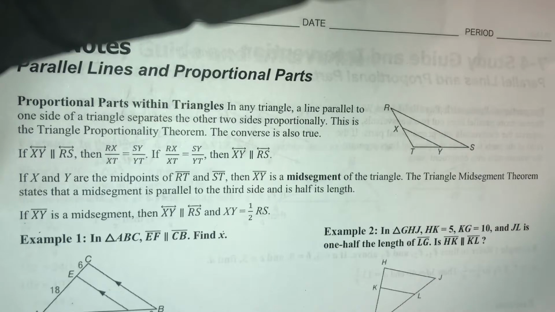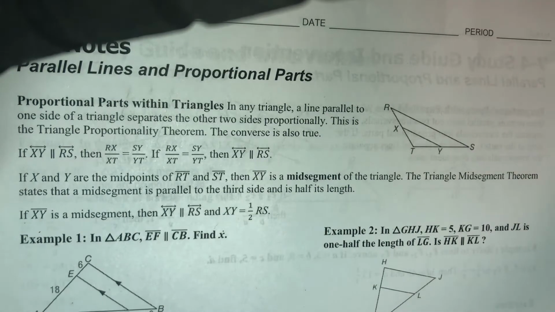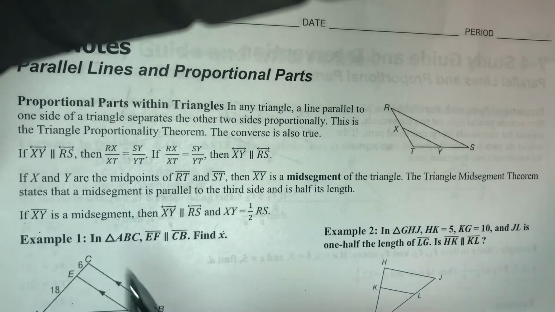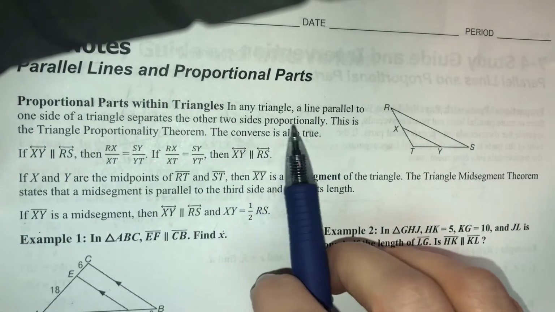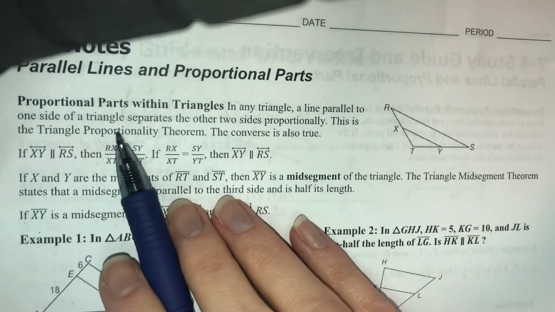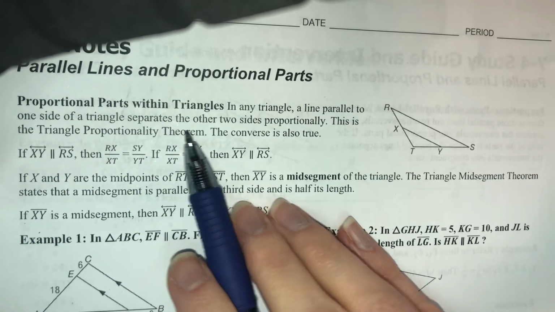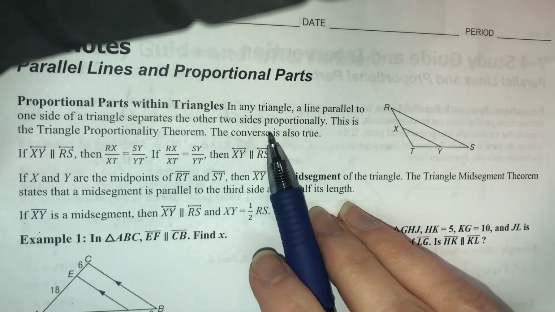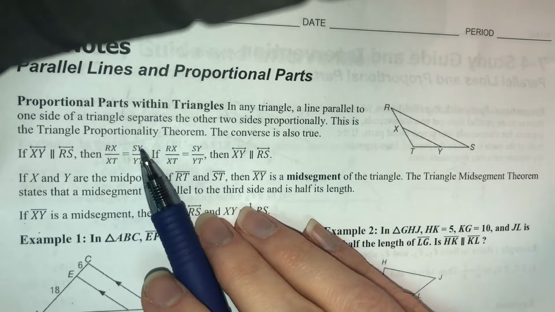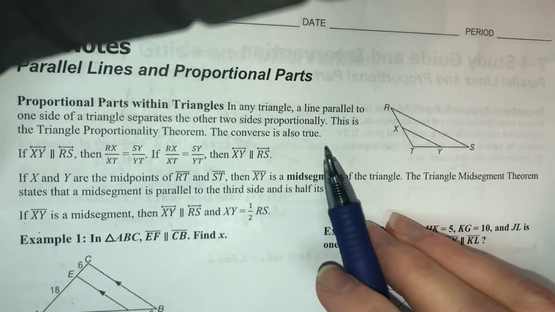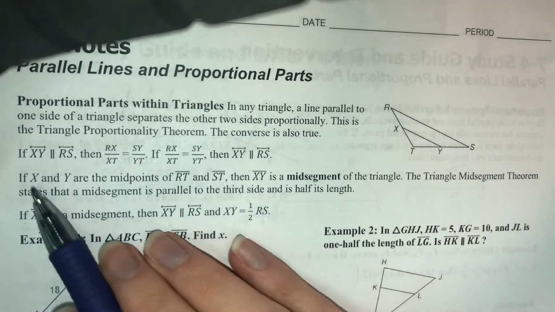Hi, today's lesson is called Parallel Lines and Proportional Parts. It says proportional parts within a triangle. In any triangle, a line parallel to one side of a triangle separates the other two sides proportionally. This is the triangle proportionality theorem. The converse is also true.